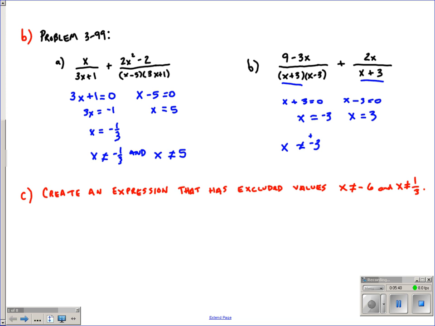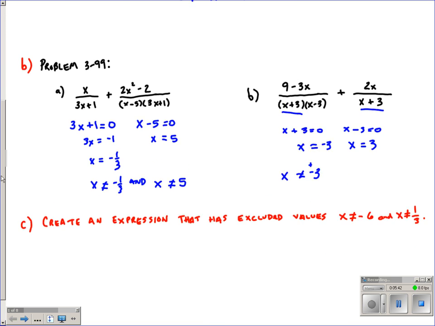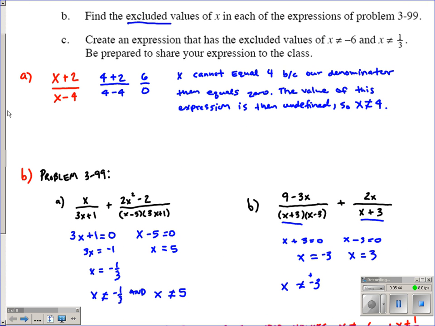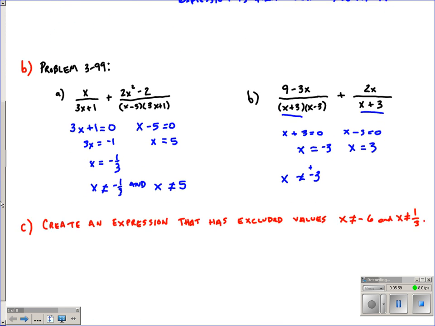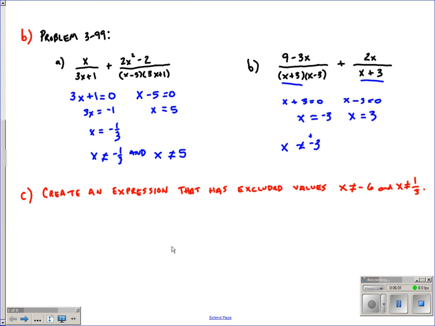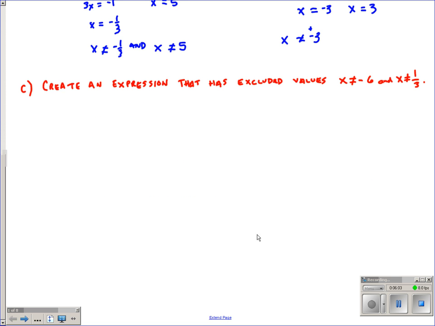Now the last question here, and we'll go up and read it and then we'll scroll back down, says create an expression that has the excluded values of x cannot equal -6 and x cannot equal 1/3. Be prepared to share your expression to the class. So your answers for this one could vary. We just need to make sure that the excluded values are coming from the denominator.